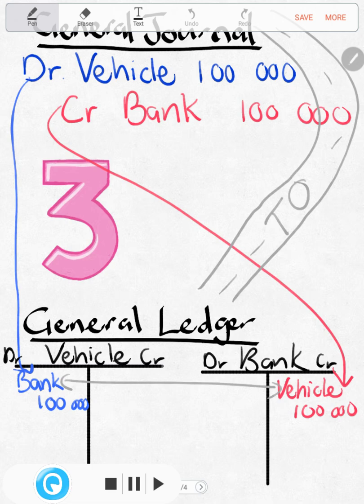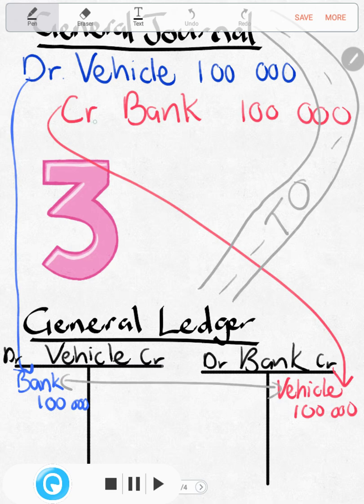So because I've debited, showing an increase in vehicle, there's something else that happened. In order to get the vehicle, I had to pay for it, and I paid in cash. So therefore, if I look at my cash, it actually decreases with 100,000. Now, bank is also an asset, and assets increase on the debit side, and therefore it will decrease on the credit side. So I'm going to credit bank with 100,000. Okay, now I want to show you and look at it. Follow the blue transaction for the debit side, follow the red transaction for the credit side.